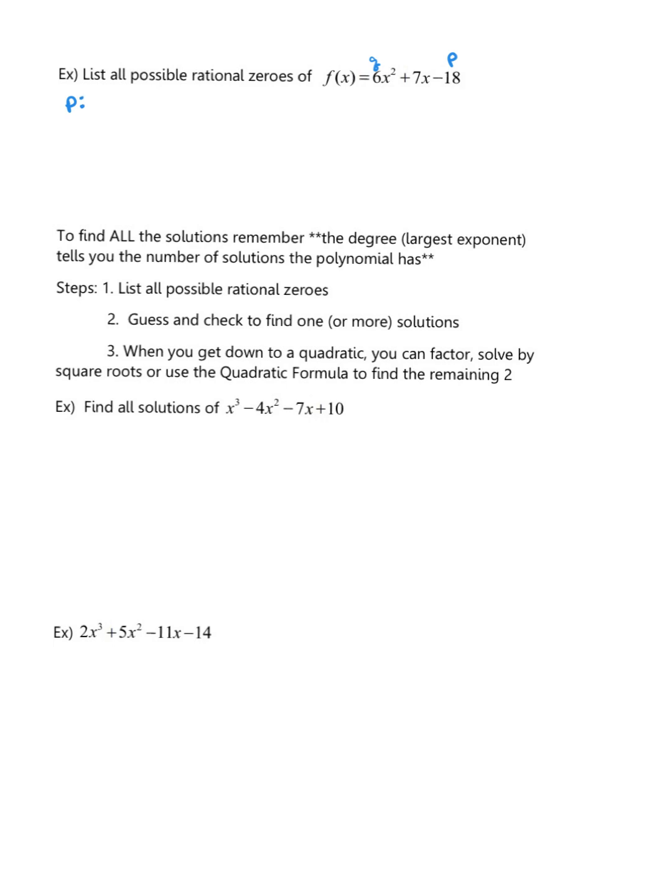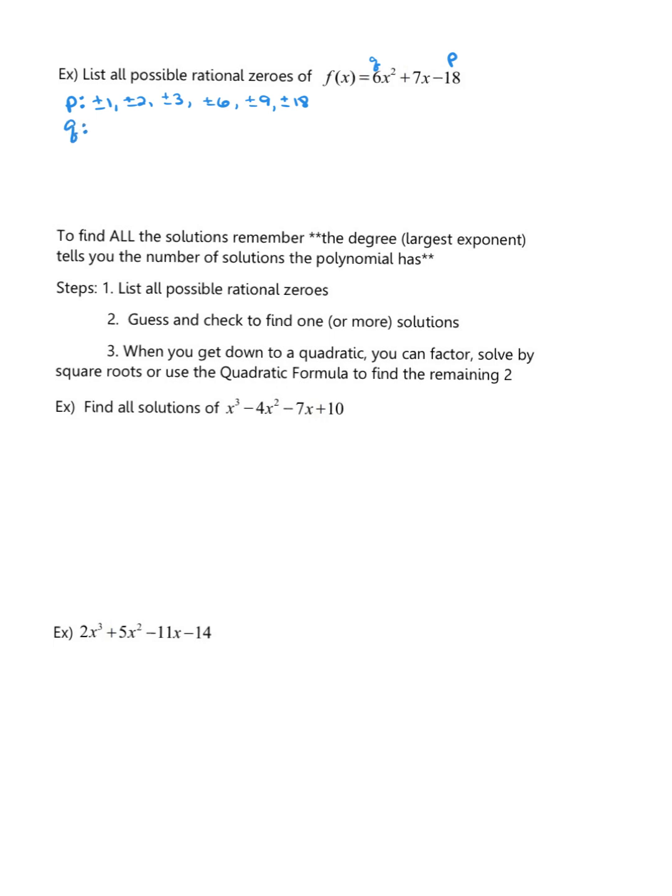So factors of 18. 1 times 18, 2 times 9, 3 times 6. Okay, notice that they all have a plus or minus in front of them. You have to write a plus or minus in front of each number.